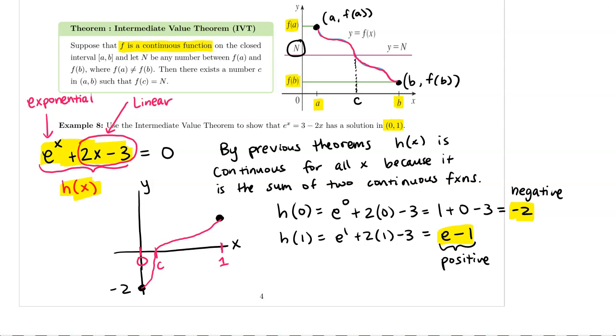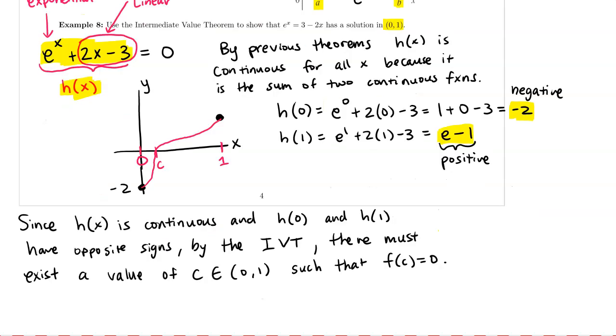So let's put this all together. I definitely need to identify this theorem and name drop it. And I also need to talk about f of a and f of b, which in this case a is equal to 0 and b is equal to 1. So since h of x is continuous and h of 0 and h of 1 have opposite signs because one is positive and one is negative, by the intermediate value theorem, there must exist a value of c on the open interval from 0 to 1 such that f of c is equal to 0. And that completes our proof using the intermediate value theorem.